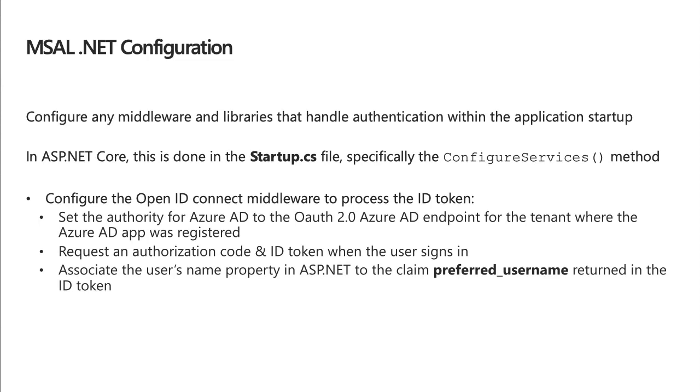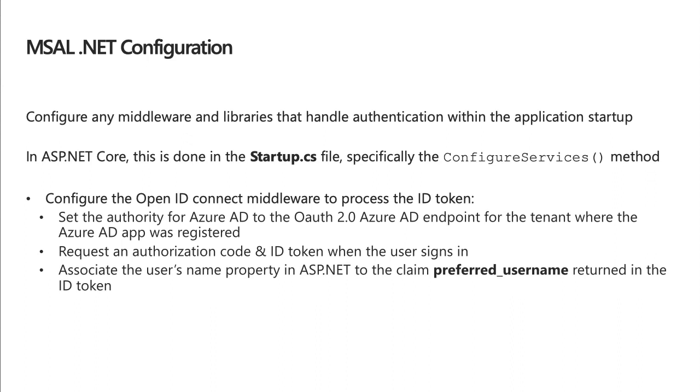The web app startup process to configure the support for signing in with Azure AD and obtaining an ID token is the next step. In an ASP.NET Core web app, add code to the ConfigureServices method that will complete the Azure AD configuration by doing some of the following steps.